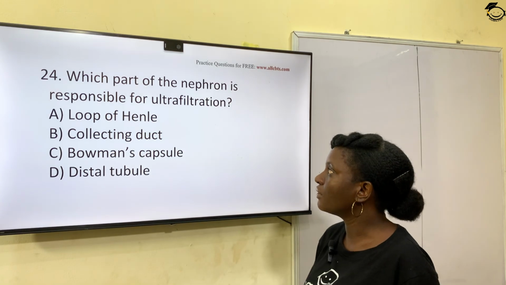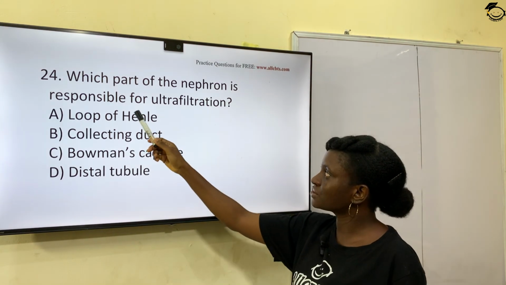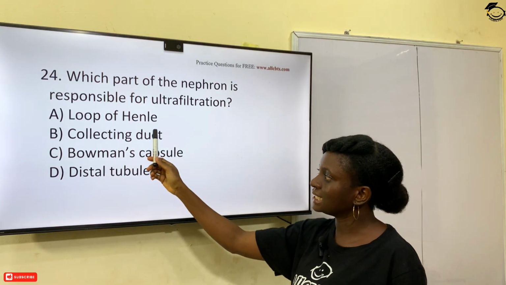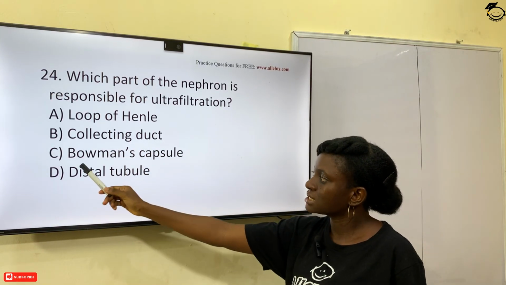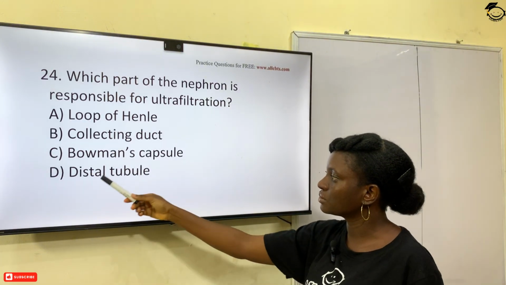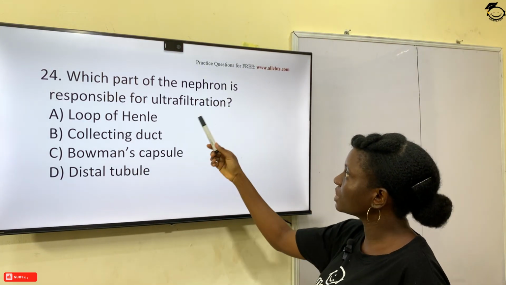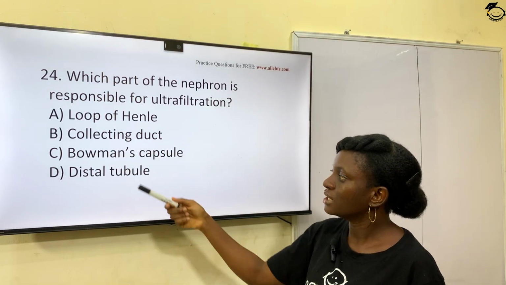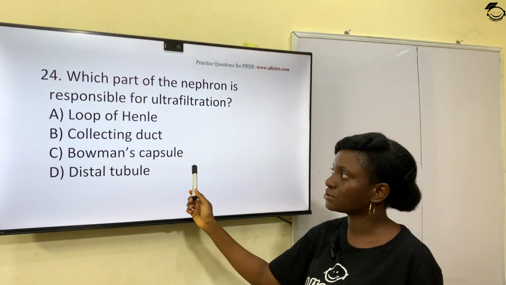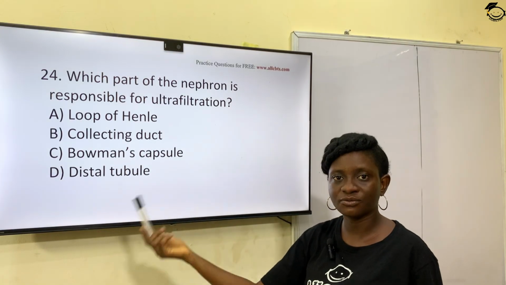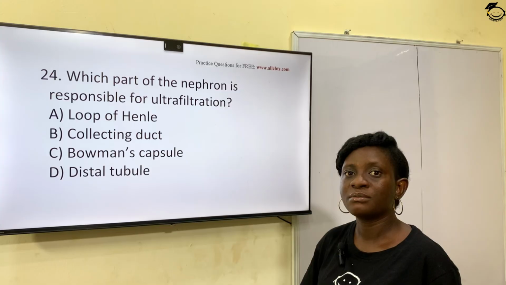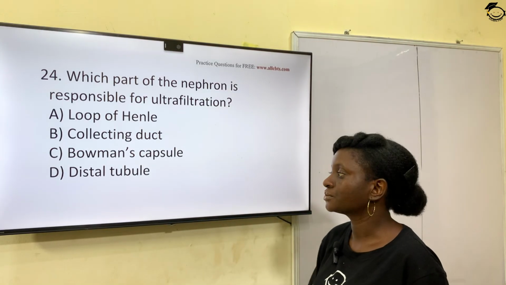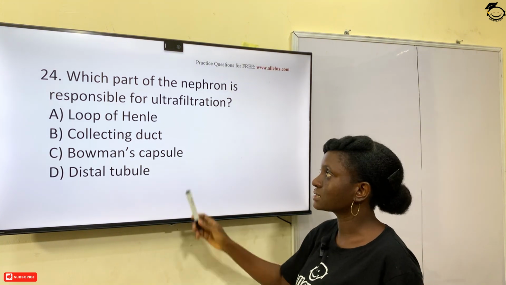Question 24. Which part of the nephron is responsible for ultrafiltration? A. Loop of Henle, B. Collecting duct, C. Bowman's capsule, D. Distal tubule. So which part of the nephron is responsible for ultrafiltration? The right answer is Bowman's capsule. Bowman's capsule plays a vital role in ultrafiltration. Option C is the correct answer.